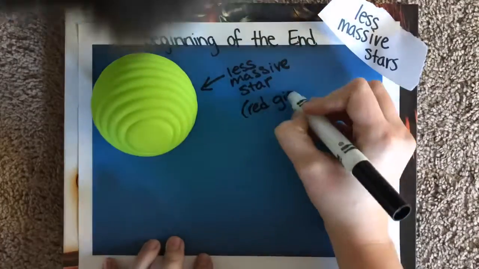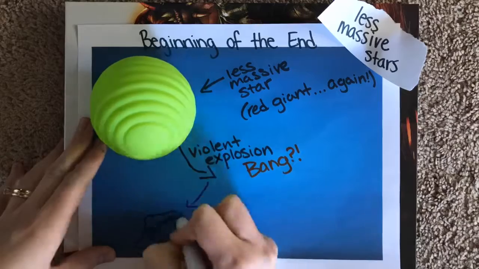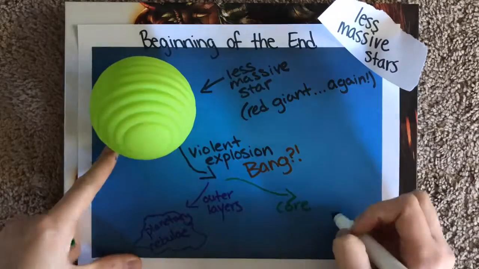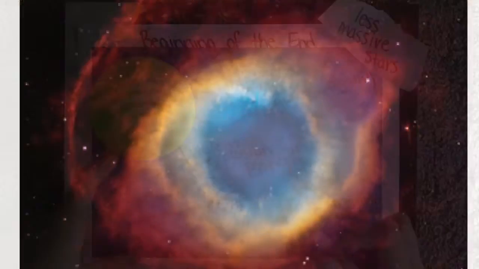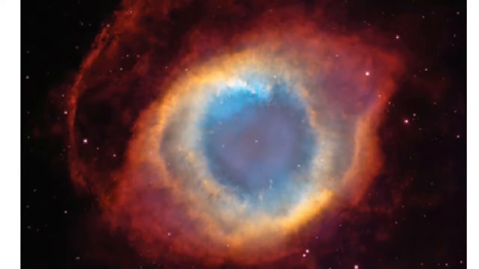The beginning of the end for less massive stars. After millions of years of helium fusion reactions, the core is gradually converted to a carbon core, and helium fusion begins in the shell surrounding the core.